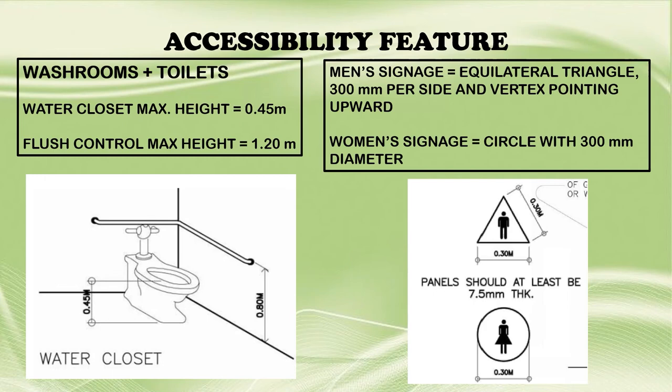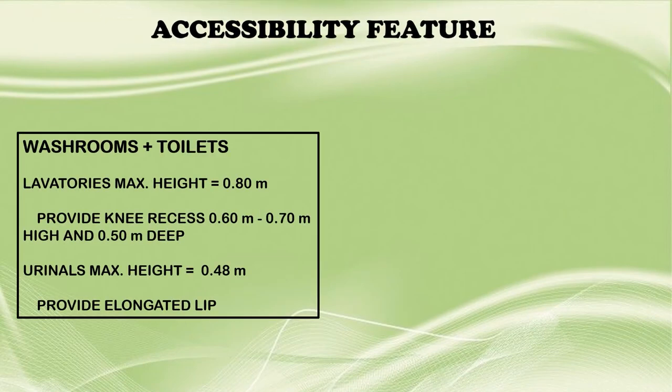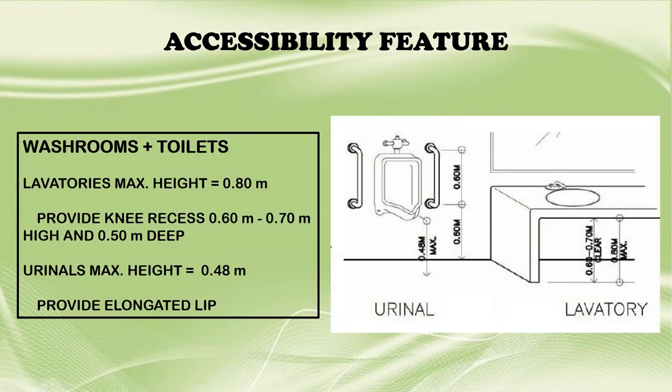The signage for men's washroom door shall be an equilateral triangle, 300 mm per side with the vertex pointing upward. The signages for women's washroom shall be a circle with a 300 mm diameter. The totally blind could touch the edge of the signs and easily determine whether it is straight or curved. Maximum height of lavatories, 0.80 meters. For lavatories, provide a knee recess of 0.60 to 0.70 meters high and 0.50 meters deep. Urinals should have an elongated lip. The maximum height of the lip should be 0.48 meters.